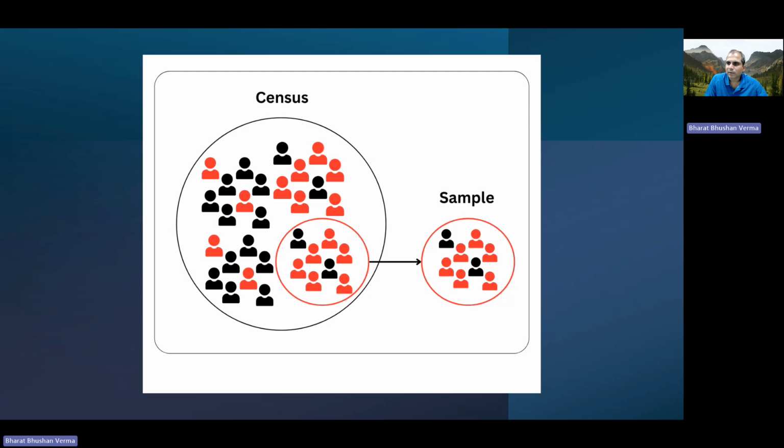Oftentimes, instead of sampling, we do the whole population study. When the data is collected from the entire population, it is called a census. The census data is very expensive to collect. That is the reason we see that population census is conducted every 5 years, or in some countries every 10 years. And there are many countries which don't do the census at all.